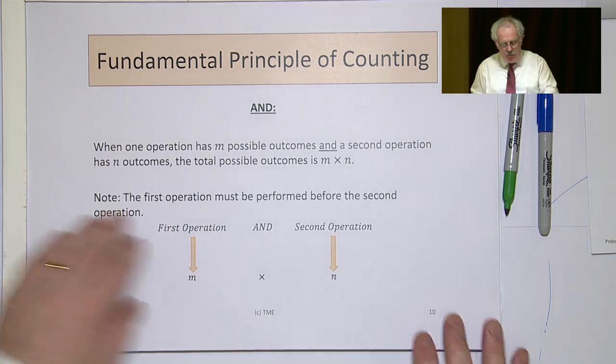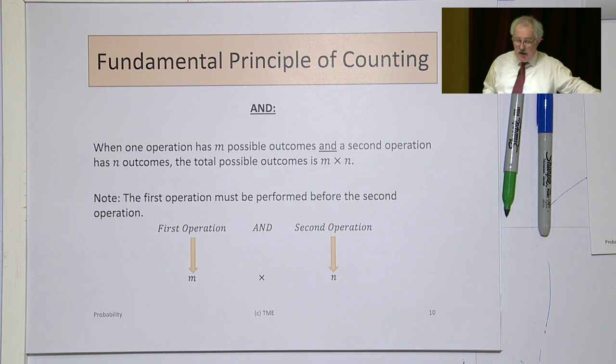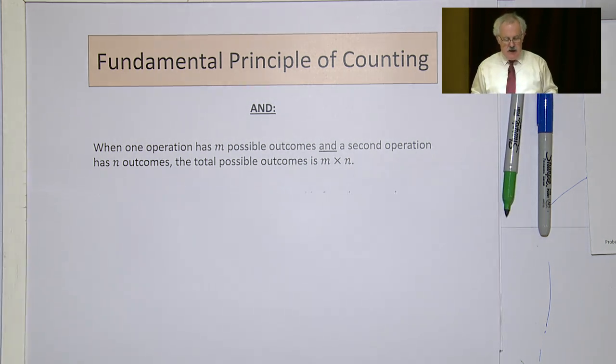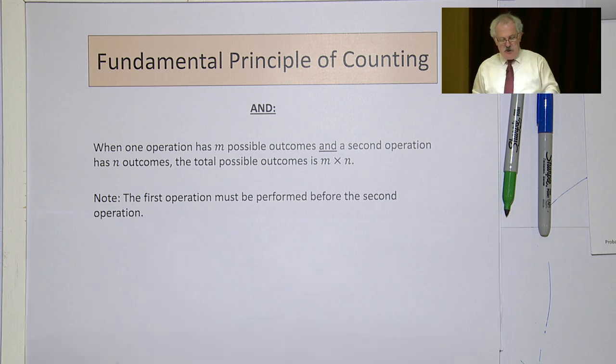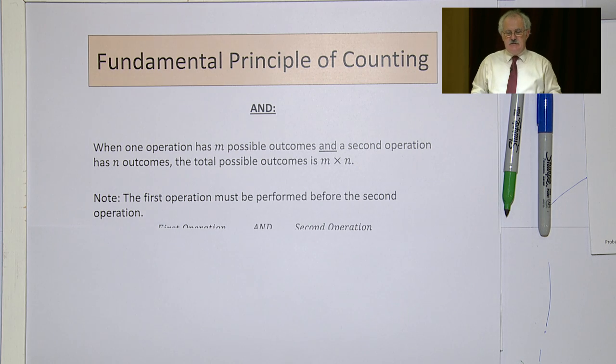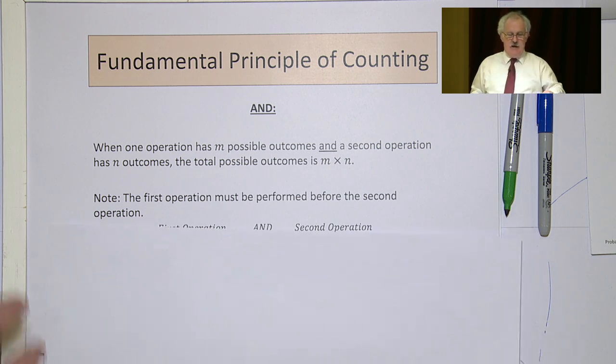So when one operation has m possibilities and a second operation has n outcomes, the total possible outcomes is m times n. The first operation must be performed before the second operation. So here in this section, we're talking about more than one event, more than one outcome. We're saying this happened and this happened. So there are two things happening, and we actually just multiply the two things together.